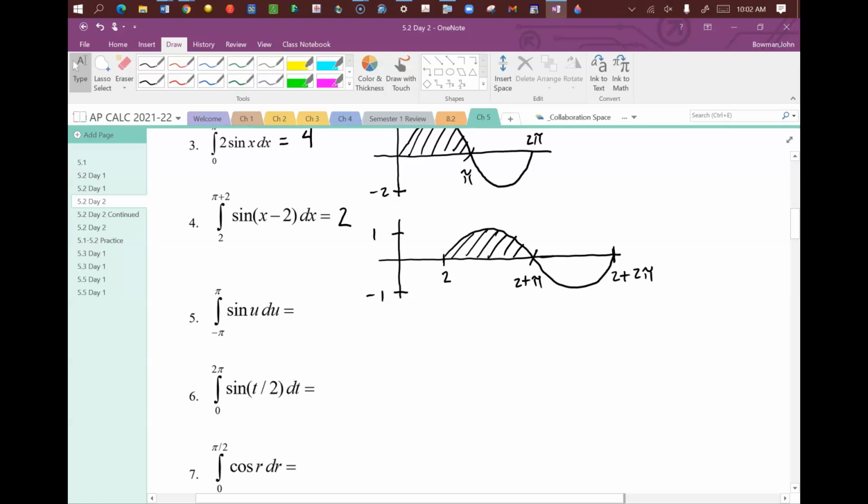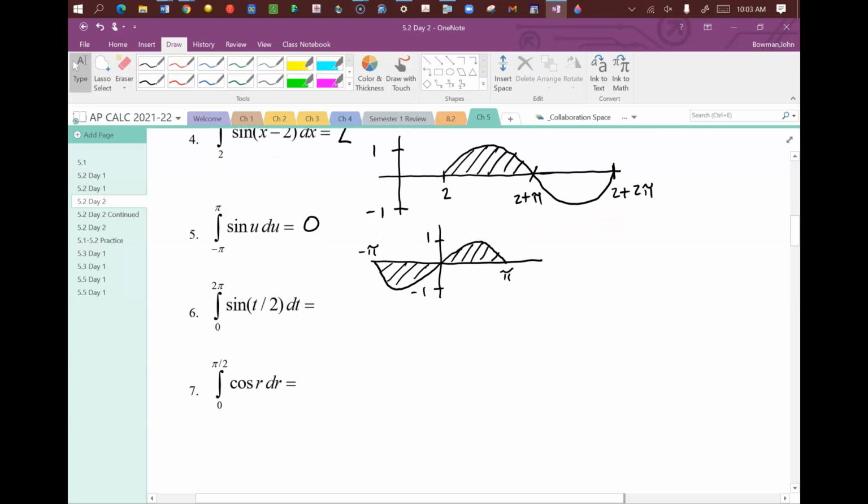Notice in number 5 we changed the dummy variable. Doesn't matter. We will graph this sine function, but here we are graphing from -pi to positive pi. So there's from 0 to pi, -1, +1, and there is from -pi to 0. Well, these two areas are exactly the same. One of them happens to be below the x-axis, so that integral is 0.